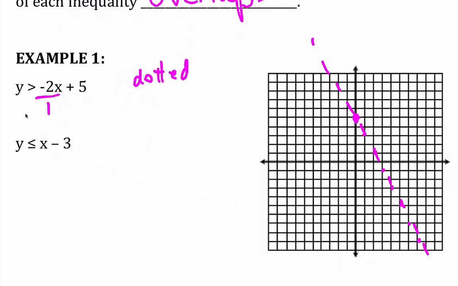Okay, so now we're going to talk about where we need to shade. This says greater than, and greater than means we have to shade above. So all of this is below the line, and all of this is above. I'm going to shade lightly, okay? So shade lightly everything above that broken dotted line.